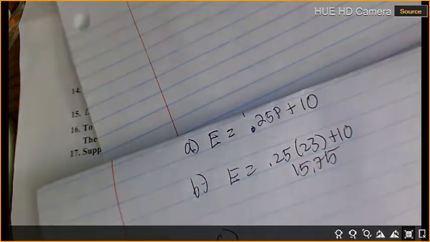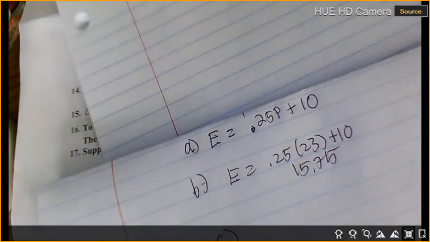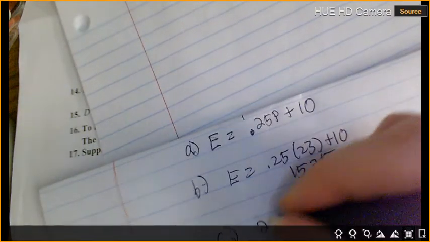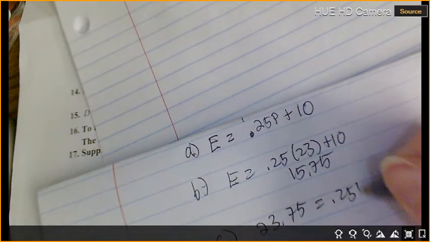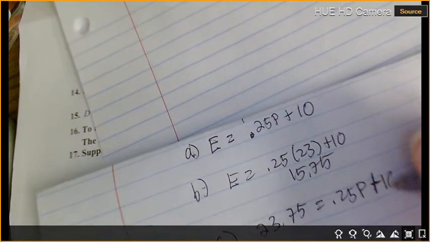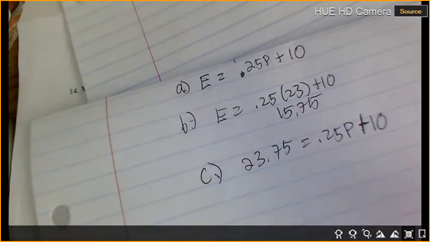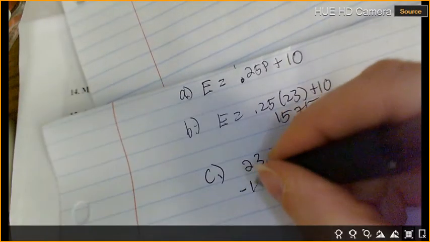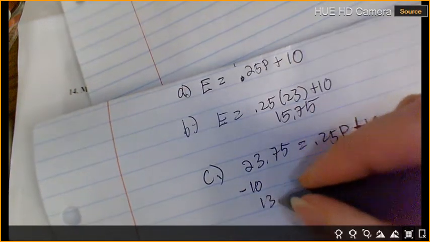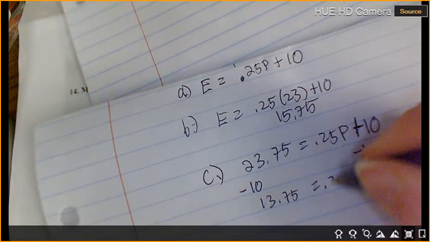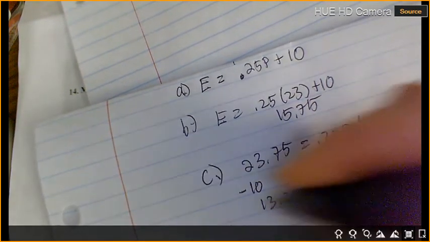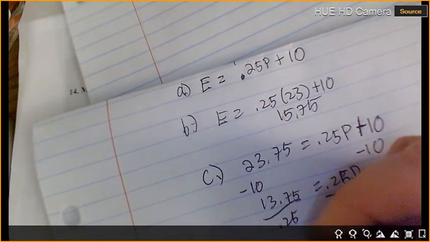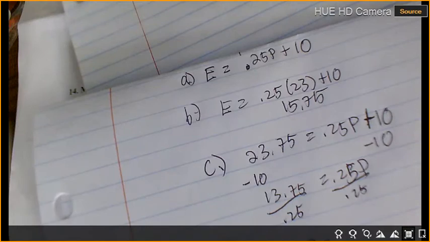C says if Jeff made $23.75, that goes in for his earnings, E. How many programs did he sell? We plug that into E, and then we have to subtract 10 from both sides. And we get 13.75 equals 0.25P. Then we divide both sides by 0.25. And then P is going to equal what?